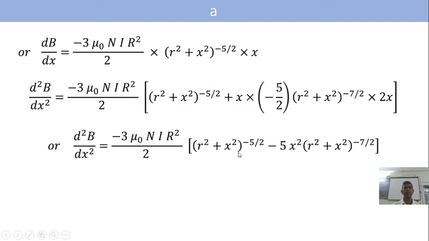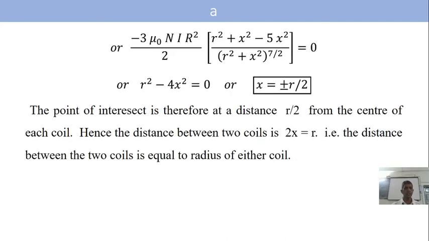Remaining is (r² + x²)^(−5/2) − 5x²(r² + x²)^(−7/2), or −3μ₀NIr²/2 × [(r² + x²) − 5x²]/(r² + x²)^(7/2) = 0. r² + x² − 5x² can be written as r² − 4x² = 0. That is r² − 4x² = 0, or x is equal to what?